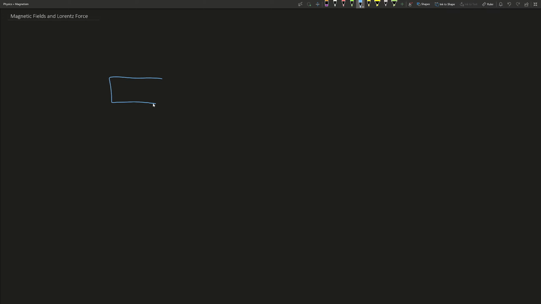So if we have a north and a south bar magnet, all magnets will have two poles at least. So you have to have a north and a south. You can't have a monopole. But if you have a magnet with north and south here, we'll label this one the blue side north and the south as red.